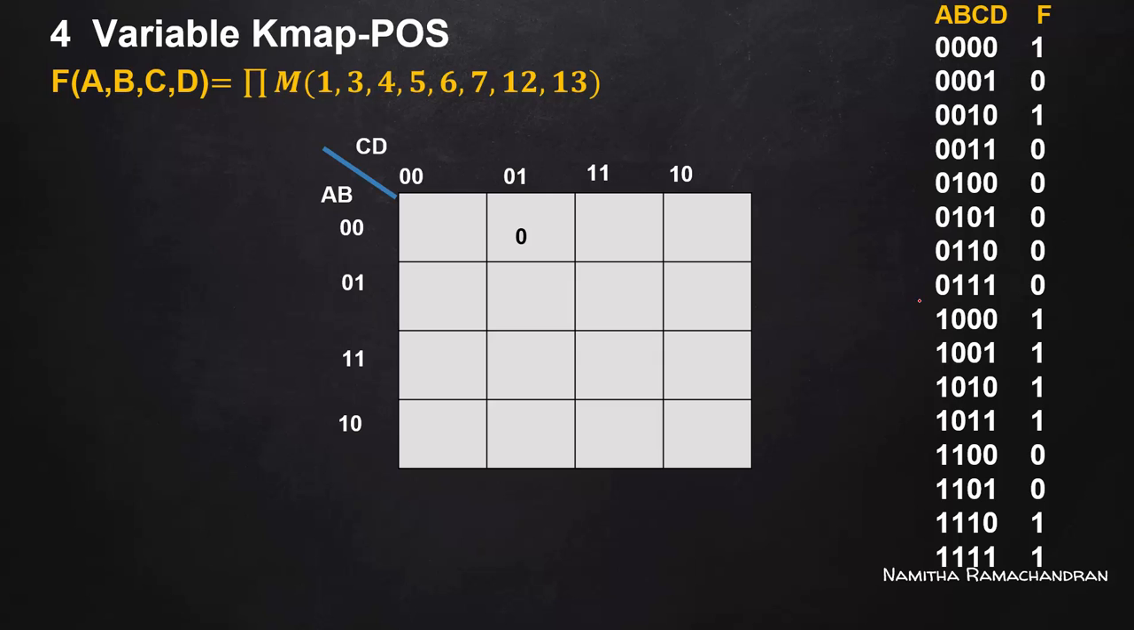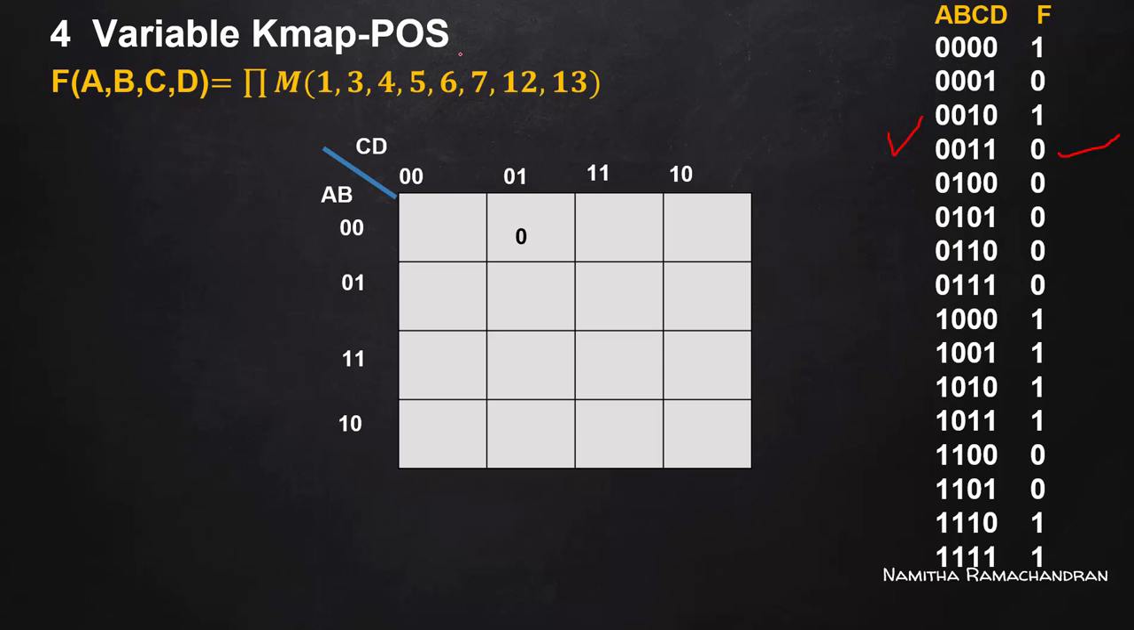Sometimes the questions may be given in a table form. So this is the truth table representation. This one is the truth table representation of the given canonical POS form. So based on this, sometimes the question may be like this and sometimes like this. So here for this combination 0, 0, 1, 1, the output is 0.